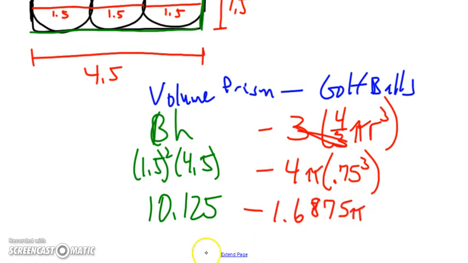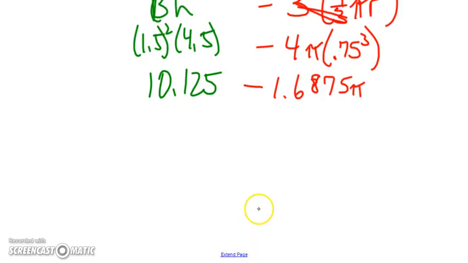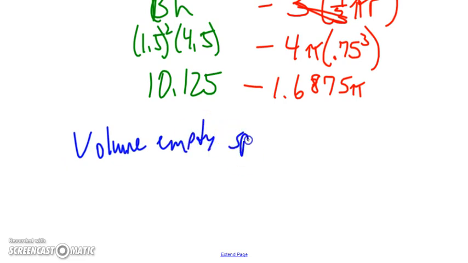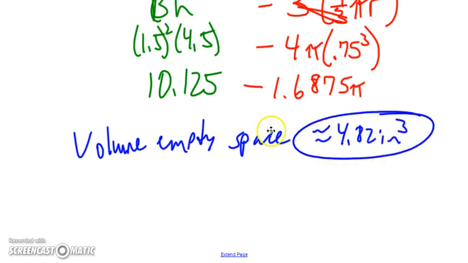pi. And when we simplify our answer, we find out that the volume of empty space in this particular sleeve of golf balls is about 4.82 inches to the third power.